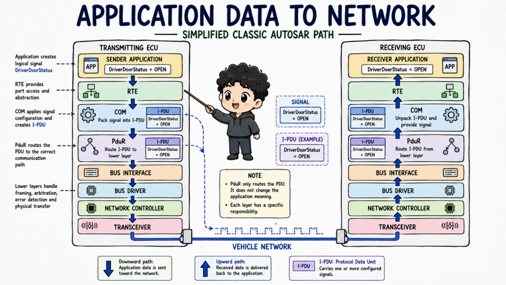AUTOSAR provides an organized software path for vehicle communication. In a simplified Classic platform signal flow, an application provides meaningful data through the RTE. The COM module prepares configured signals within communication data units. The PDU router directs those data units toward the required lower communication path. Bus-specific interface and driver modules then interact with the network controller and transceiver. The receiving side performs the reverse journey until meaningful data becomes available to the receiving application. Later lessons will examine each communication stack module in detail.